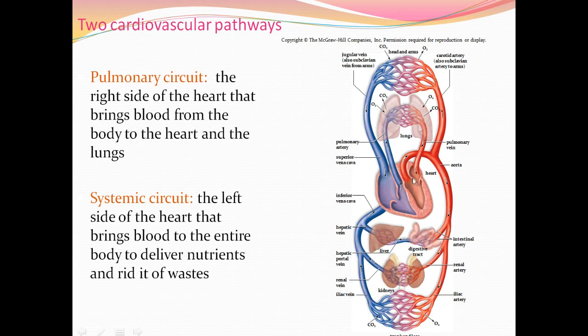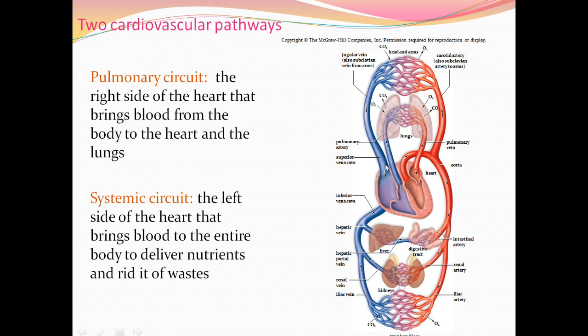The systemic circuit is taking blood all over your body. The systemic circuit is the left side of your heart. So the blood goes out the aorta, goes to your head, to your arms, to your intestines, your kidneys, your liver, all of your body systemically. So the left side is taking oxygenated blood out. The right side is receiving deoxygenated blood and taking it to the lungs.